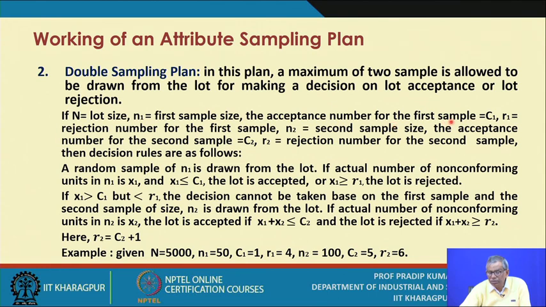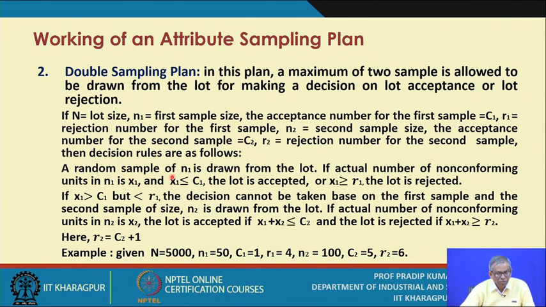The acceptance number for the first sample is small c1. R1 is the rejection number for the first sample. N2 is the second sample size. The acceptance number for the second sample is C2. R2 is the rejection number for the second sample. Then the decision rules are as follows.